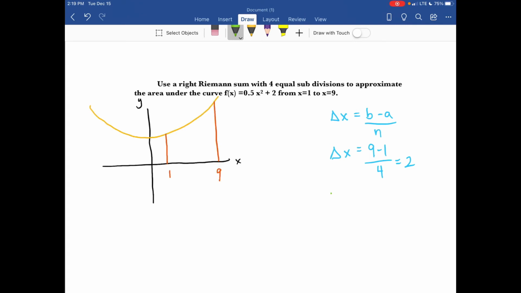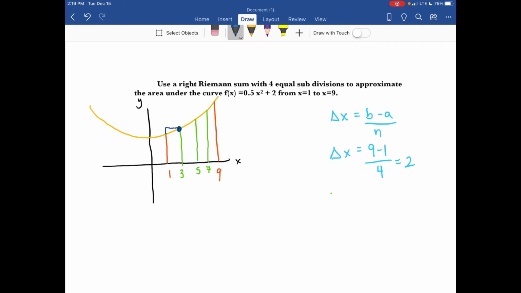Next, let's look at just a visual of this. So from 1 to 9, we know that we're going to have 4 rectangles, all of which are going to have a width of 2. So here's my rough sketch, and I know since each width is 2, I know what those corresponding coordinates are on my x-axis: 1, 3, 5, 7, and 9. Great. So now comes the right Riemann sum piece. If I'm using a right Riemann sum for the first rectangle, I'm using f of 3 as the corresponding height.